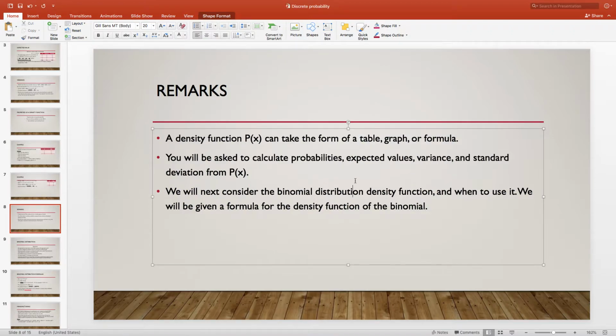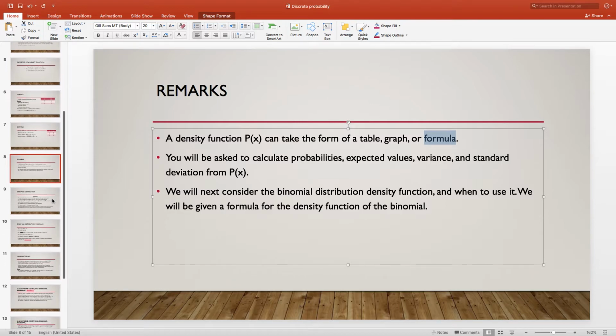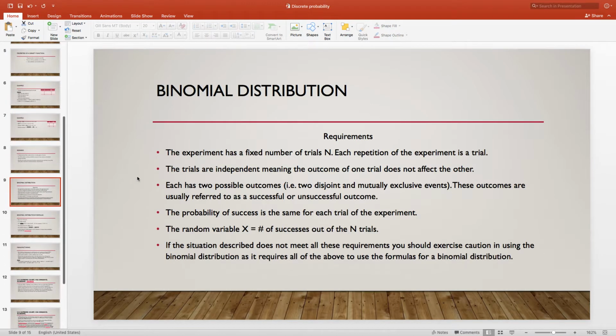Now, the next distribution that I want to talk about is a very special probability distribution formula that only applies in certain situations, and that is the binomial distribution. So it has the form of a formula. And so now we're going to be dealing with formulas. Okay, but only in this specific situation. So don't misuse the binomial distribution.